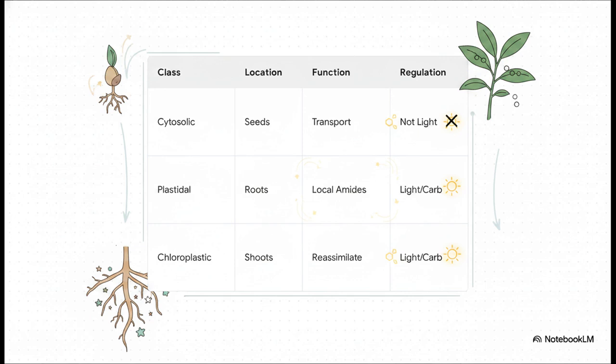Then you have plastidial GS, down in the roots generating amines for local use. Finally, chloroplastic GS is up in the shoots, specifically tasked with reassimilating the ammonium produced during photorespiration.